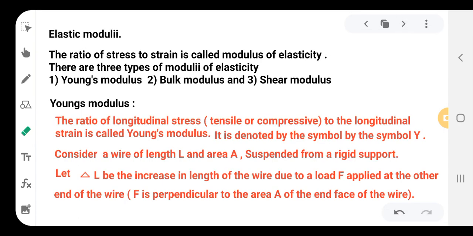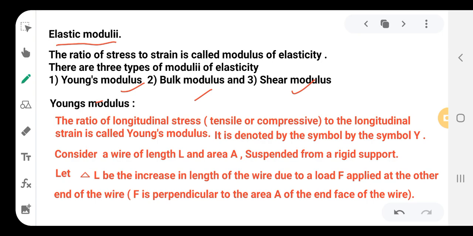Now let us go to the elastic moduli. The ratio of stress to strain is called the modulus of elasticity. There are three types of moduli of elasticity. Moduli means the ratio. So if it is the stress to strain ratio of elasticity, how many types are there? There are three types of modulus of elasticity. One is the Young's modulus, second is the bulk modulus, and the third one is the shear modulus.